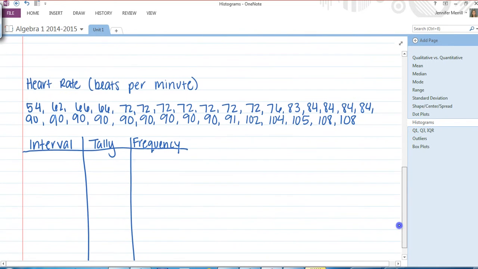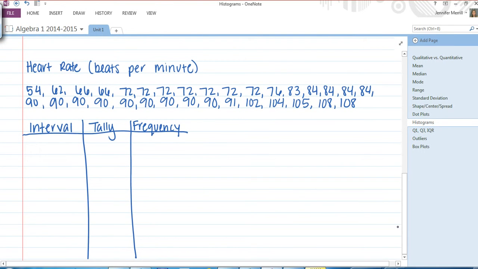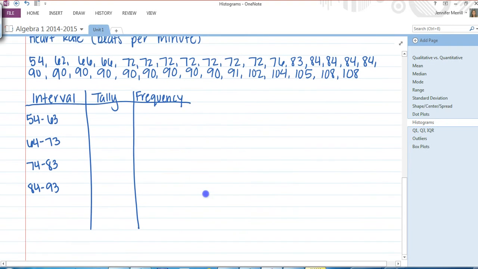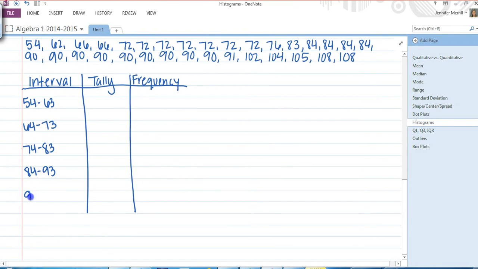I'm going to try one more. These are heart rate beats per minute. And if I look at my data, I am going to use an interval of 9. I'm going to start with 54. So I have 54 to 63, 64 to 73, 74 to 83, 84 to 93, 94 to 103, and 104 to 113.